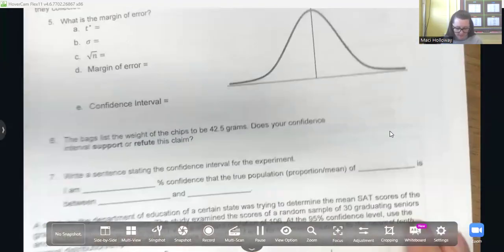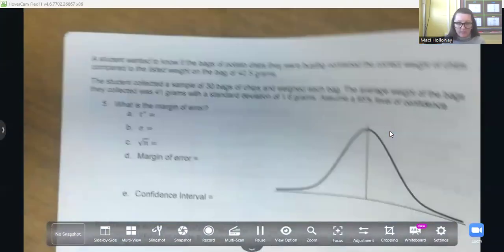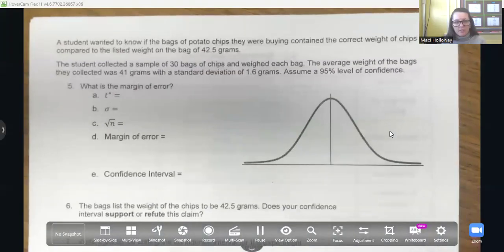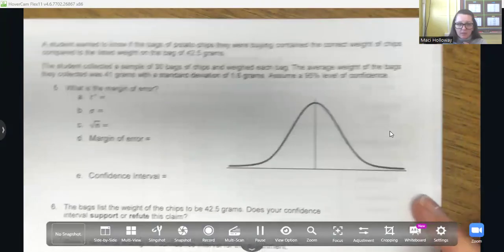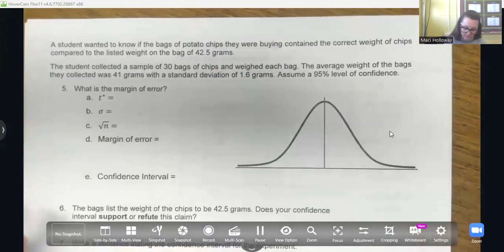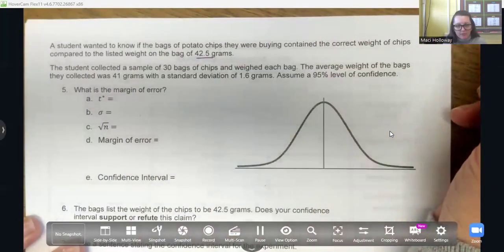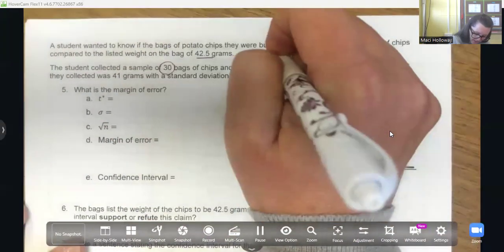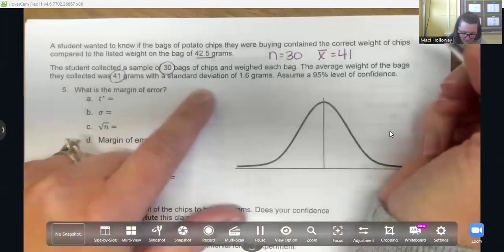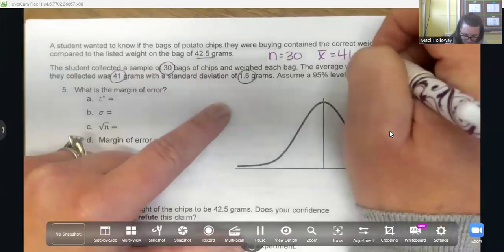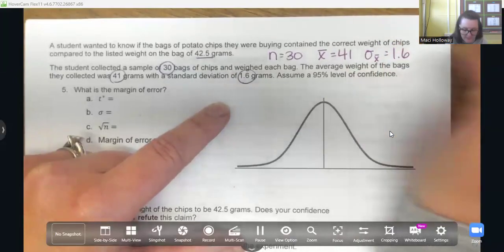Okay, let's flip it to the back here and we'll try this out in an example. So we wanted to know if the bags of potato chips we're buying contain the correct weight of chips compared to the listed weight on the bag of 42.5 grams. So this is our claimed value. The student collected a sample of 30 bags of chips and weighed each bag. So we know N is 30, right? And the average weight of the bags collected was 40 grams. So that was our sample mean was 41 grams and a standard deviation of 1.6. So that was our sample standard deviation of 1.6.